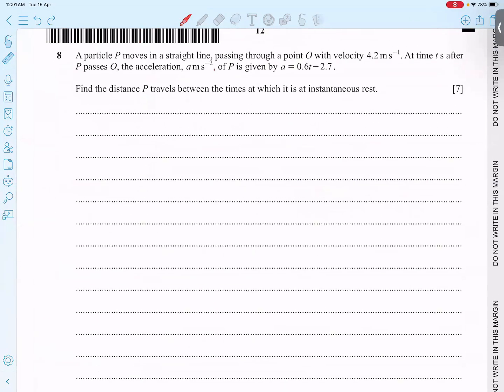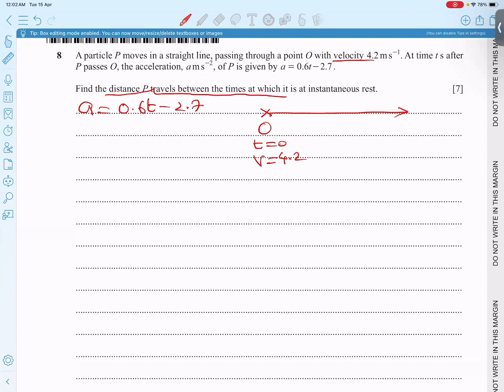Question number 8, we have a particle P that moves in a straight line, passes through O, and its velocity is 4.2. So first of all, make a rough diagram. O is the starting point and it goes this way. When its starting time was 0, velocity was 4.2. After it passes through O, acceleration is this. So let's write the acceleration.